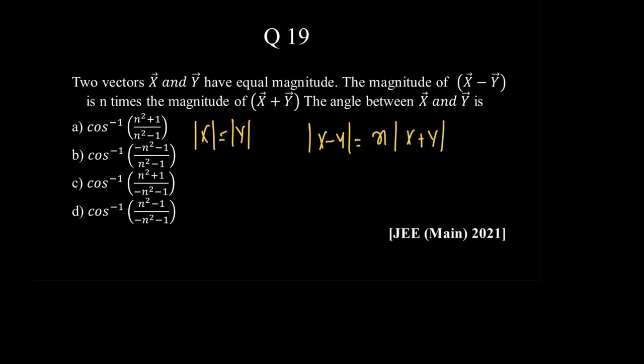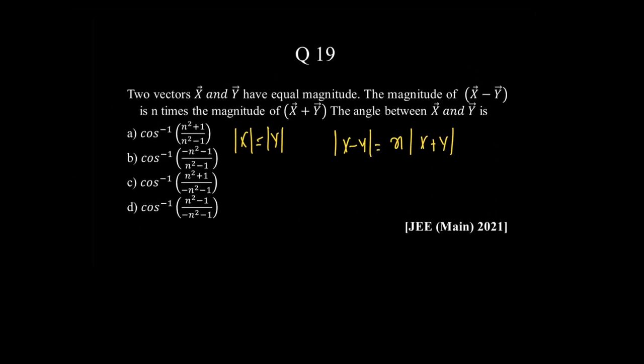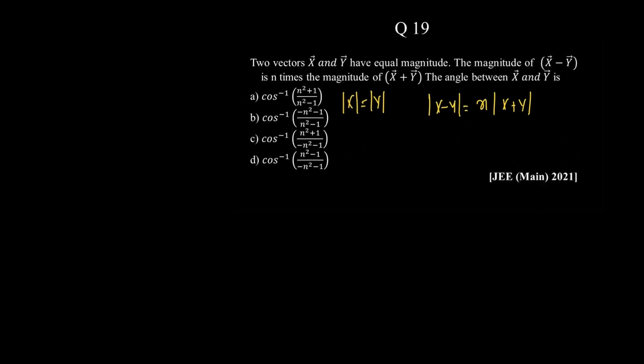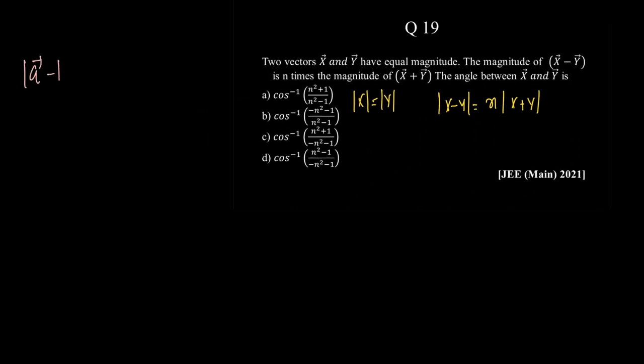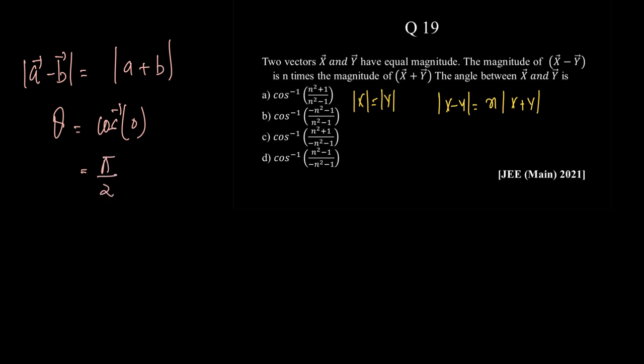We have been doing this question many a times. We have used this identity many a times, that if modulus of a minus b is equal to modulus of a plus b, then we know that the angle between them, theta, is equal to cos inverse 0, which is theta equal to pi by 2. There's only one minor difference. Instead of a plus b, we have here n into a plus b. But the angle cos inverse 0 is going to remain the same.